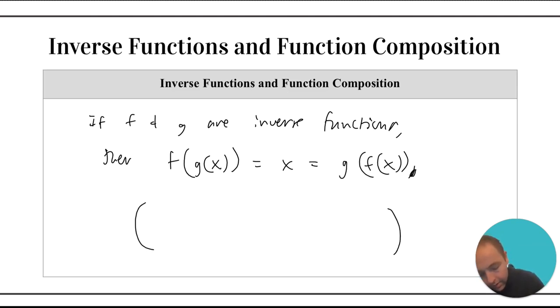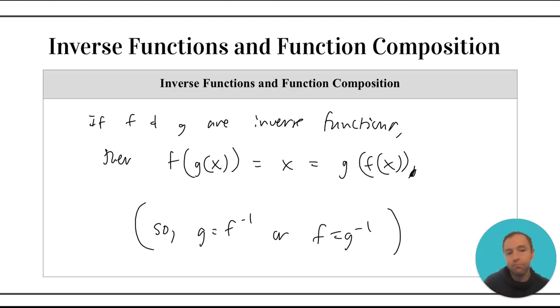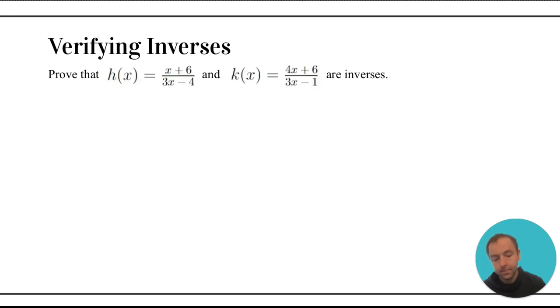Yeah. So then, of course, that means that g is equal to f inverse, or f is equal to g inverse, right? So you could do a similar sort of thing right here in terms of proving that these guys are going to be inverses. There's just a little bit of algebra right here.